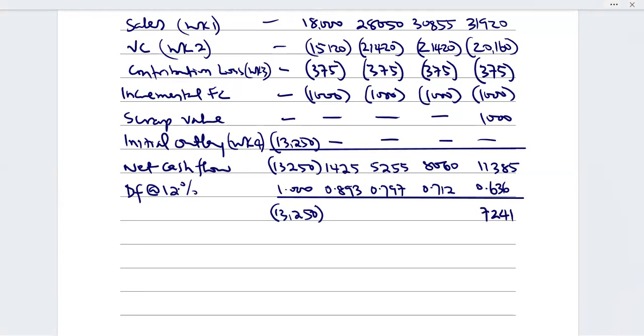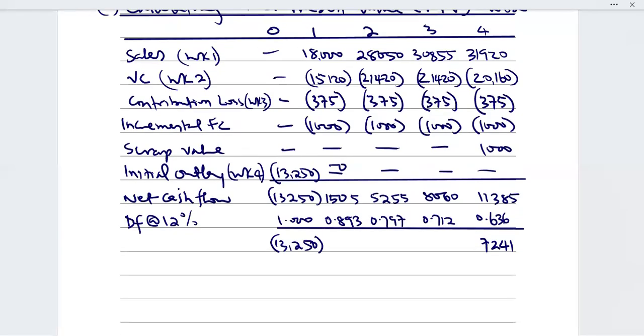Sorry, sir, year one is not correct. It is 1505 instead of 1425. Okay, so year one present value is 1344. Year 2 is 4188. Year 3 is 5739.